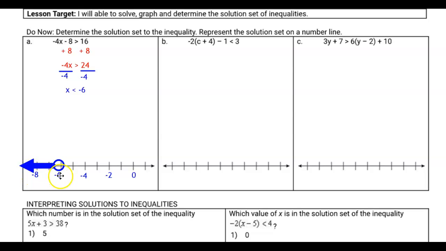Notice also that I scaled a little sparsely down here. I didn't put a number for every single line, but I did skip by ones every time: 0, -1, -2, -3, -4, and so on. Pause the video, try this letter B, and then come back to see if you got it right.